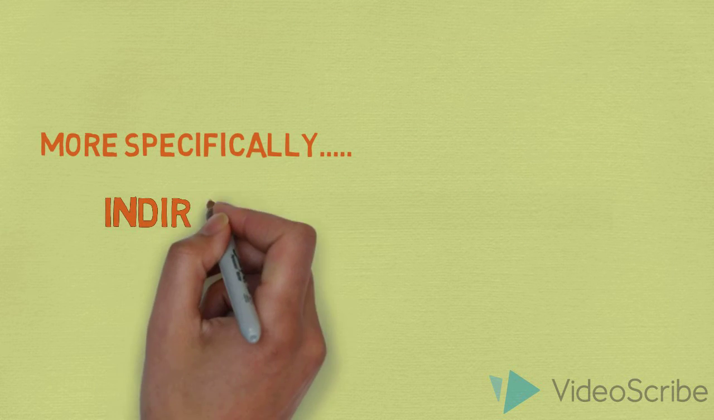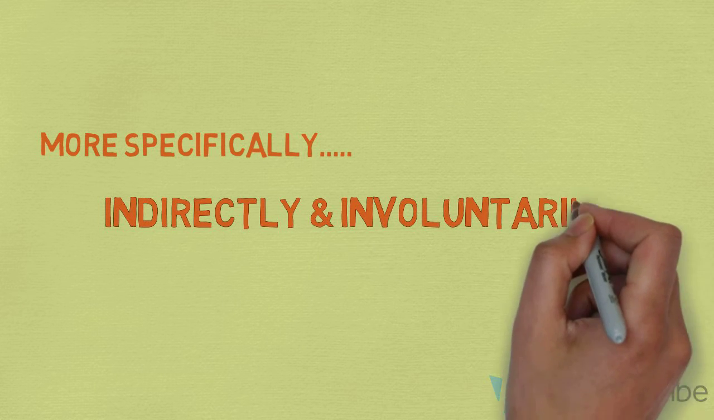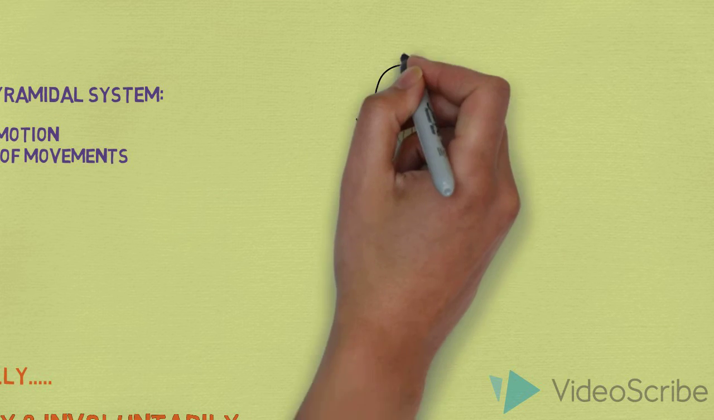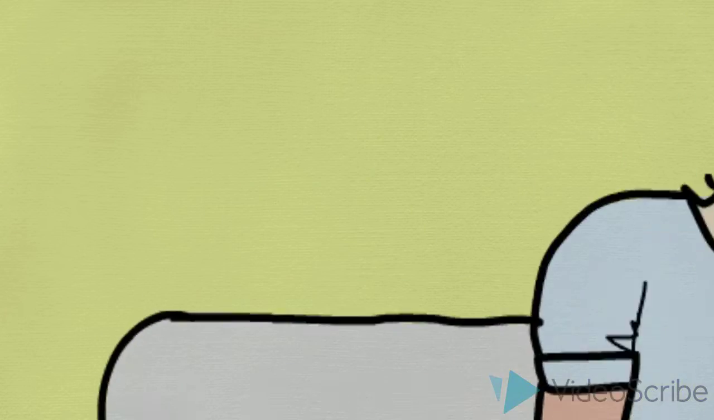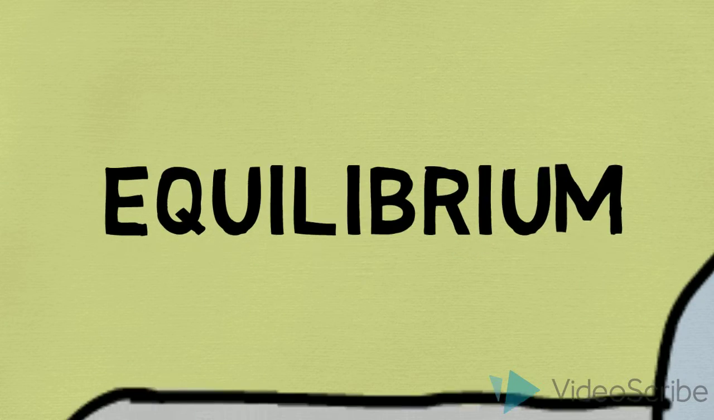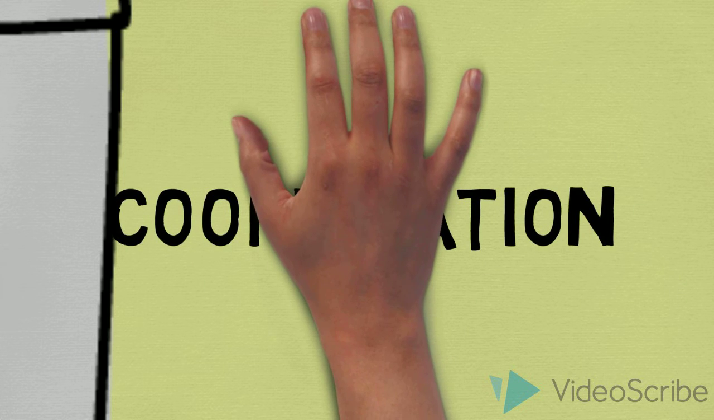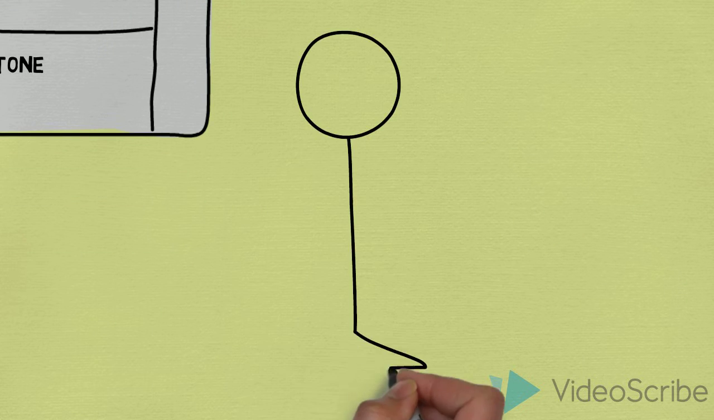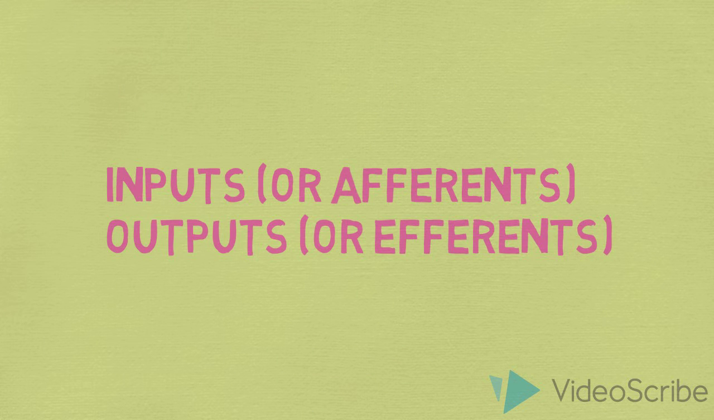More specifically, the extrapyramidal system is involved in indirectly and involuntarily controlling motion that is involved with motor movements you don't even think about. For example, if you are seated in a chair right now watching this video, your extrapyramidal system is at work maintaining your equilibrium, posture, muscle tone, reflexes, and coordination to keep you sitting upright throughout the video.